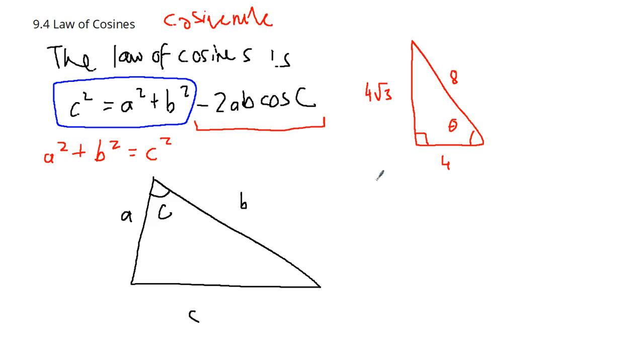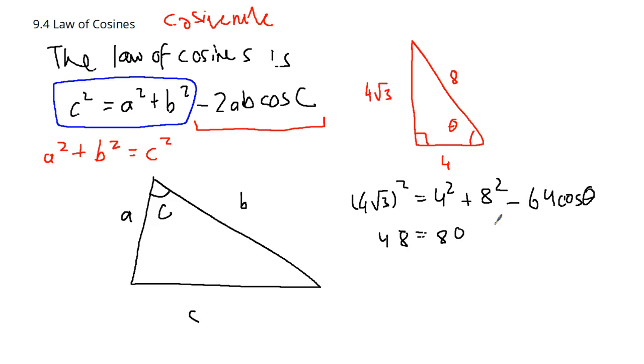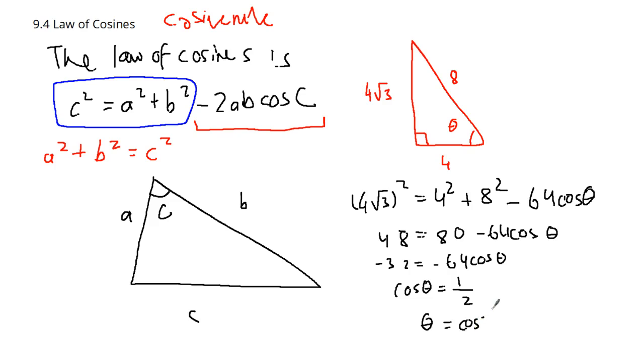Then the formula will give us, that's 4 and 8, right? So c squared, 4 square root of 3 squared, equals 4 squared plus 8 squared, and then minus 2 times 4 times 8, which is minus 64 cosine theta. And then you have 4 squared plus 8 squared, that is 80, and 4 square root of 3 squared is 48, and that equals 80 minus 64 cosine theta. So if I take minus 80 to the other side, you have minus 32 equals minus 64 cosine theta. And that will give you cosine theta is equal to 1 over 2. So theta equals cosine inverse of 1 over 2.